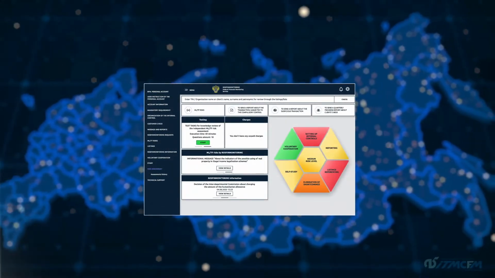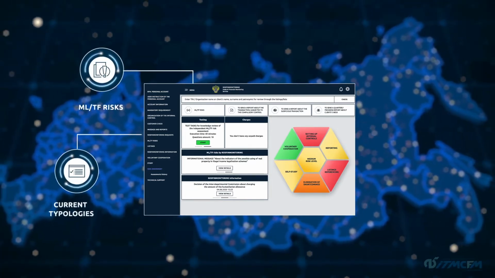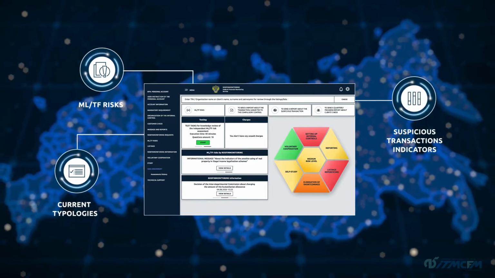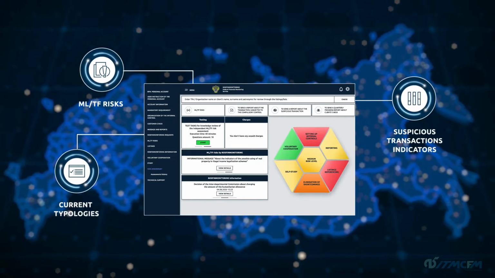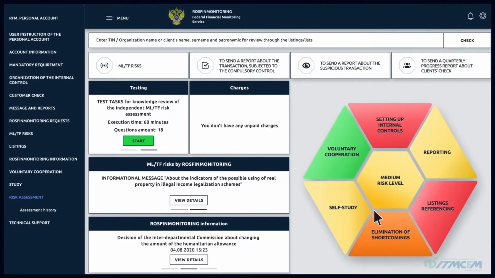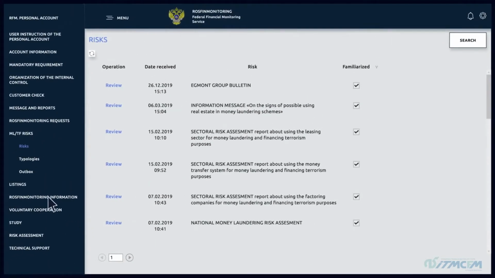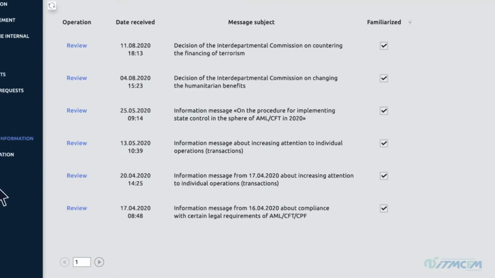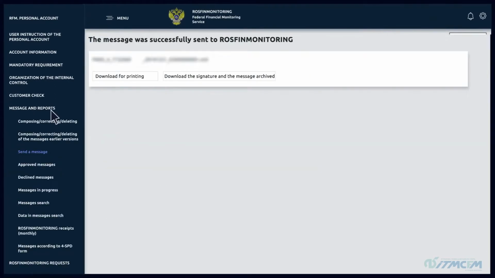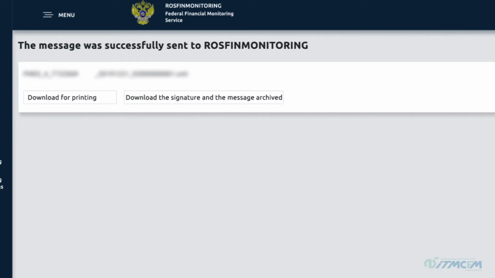Using a personal account, you can get up-to-date information about MLTF risks, current typologies, and special indicators that allow you to effectively identify suspicious transactions and inform ROSFin Monitoring about them. Organizations and individual entrepreneurs quickly receive the results of national and sectoral risk assessments, methodological recommendations, and information letters via their personal account. Users can send reports about operations subject to mandatory control and suspicious activity through encrypted communication channels.